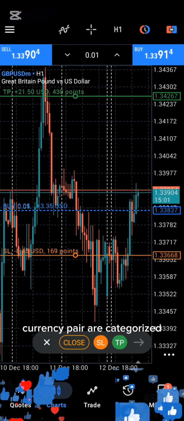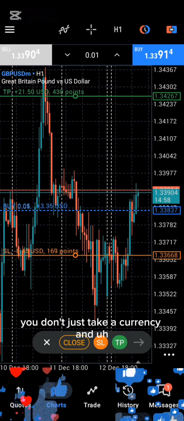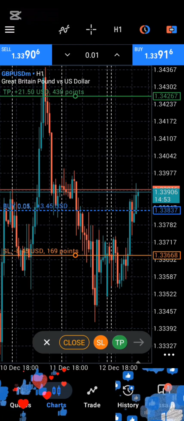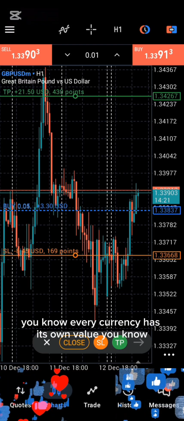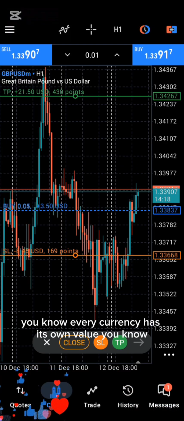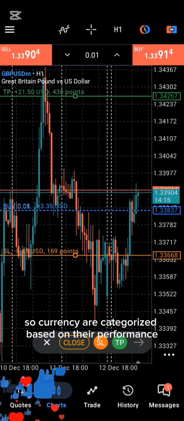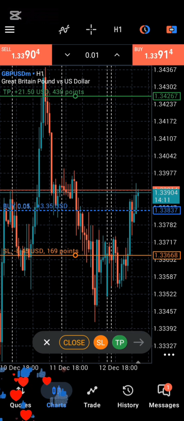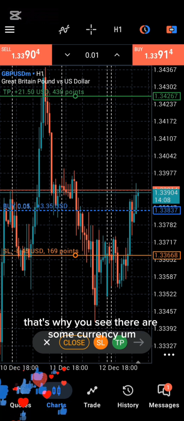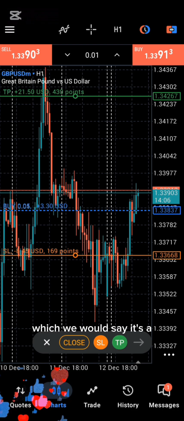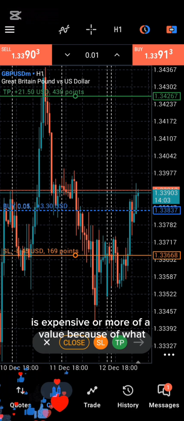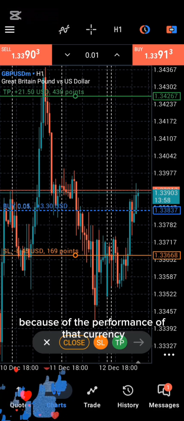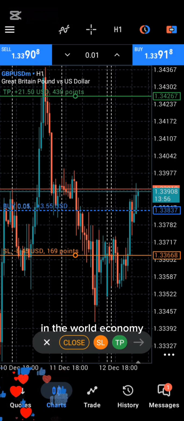Currency pairs are categorized based on their performance. You don't just take a currency and think that is all. Every currency has its own value. So currencies are categorized based on their performance in the world economy. That is what I'm trying to tell you. That's why you see some currencies which we say are expensive or of more value, because of the performance of that currency in the world economy.